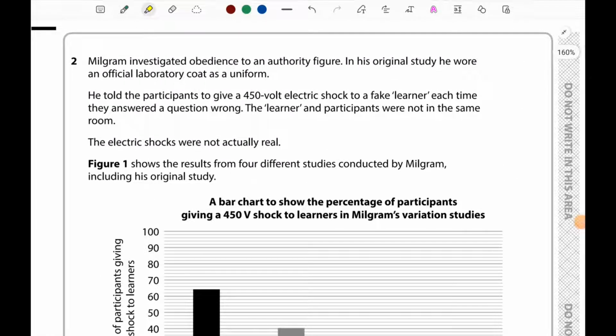Milgram investigated obedience to an authority figure. In his original study, he wore an official laboratory coat as a uniform. He told the participants to give a 450-volt electric shock to a fake learner each time they answered the question wrong. The learner and participants were not in the same room. The electric shocks were not actually real. Figure 1 shows the results from 4 different studies conducted by Milgram, including his original study.